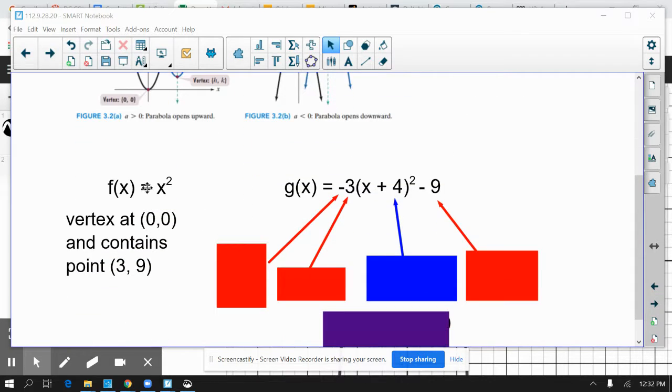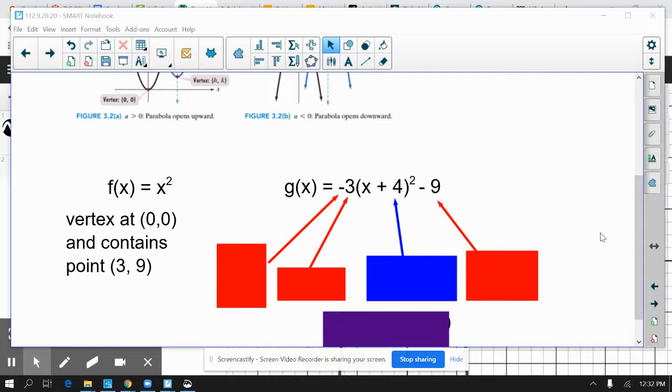So for example, here's a parent function y equals x squared. So it has a vertex at 0, 0, and it happens to contain this point 3, 9. 3 squared is 9. So here is g of x, which is a parabola because I've got this square right here, but it's gone through lots of transformations. Now I put some red and some blue.